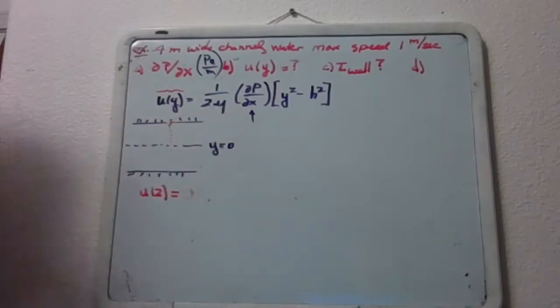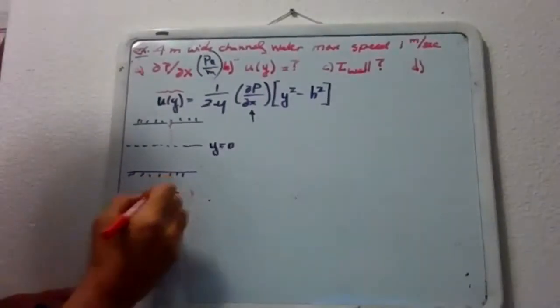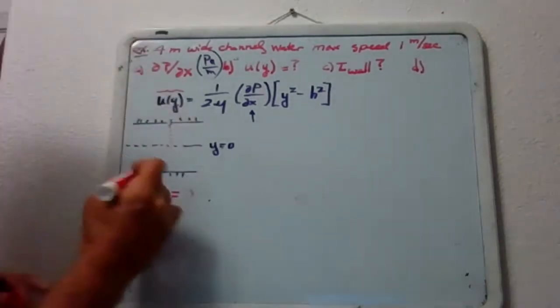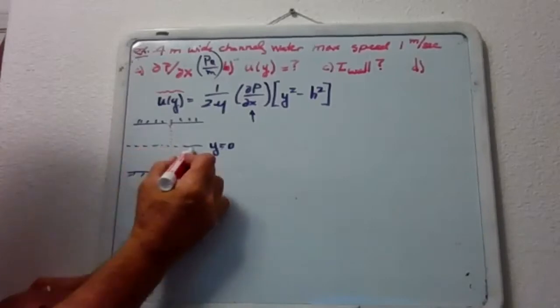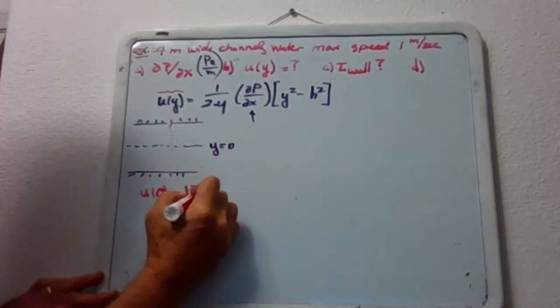But that's not going to get us what we want, because that might be a little bit difficult to do mathematically. It turns out we also know U at 0. That's U at the center line, where it's a maximum. U at 0 is equal to 1 meter per second.